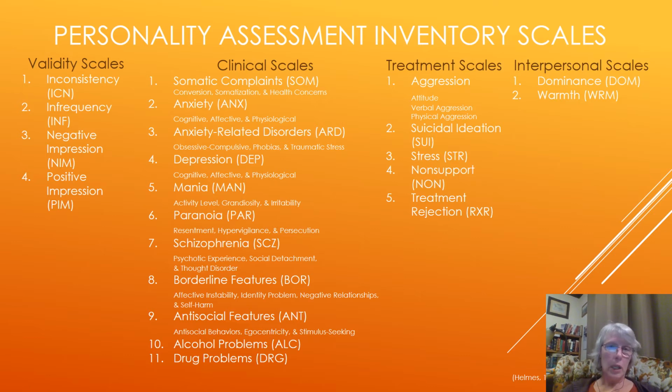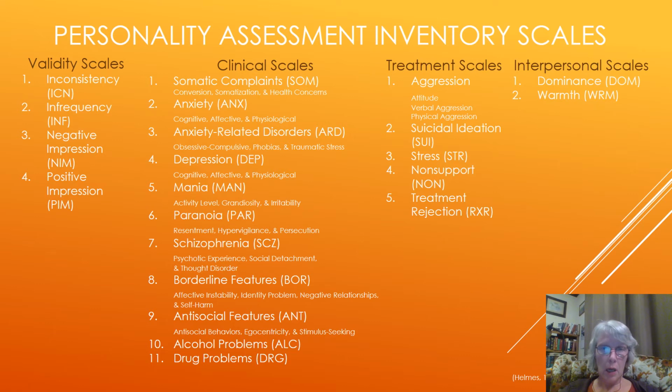It also includes a clinical scale, and in the clinical scale, it is seeking out diagnosis, which include somatic complaints, and the subscales are conversion, somatization, and health concerns. Then there's anxiety, which has subscales of cognitive, affective, and physiological. Third is anxiety-related disorders, including obsessive compulsive, phobias, and traumatic stress. Depression with subscales of cognitive, affective, and physiological.